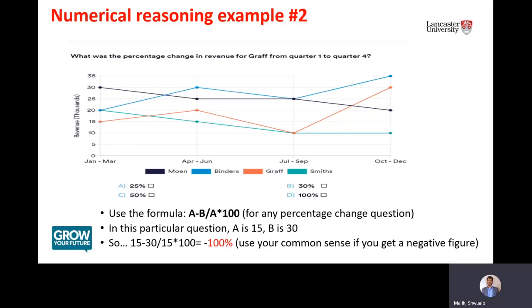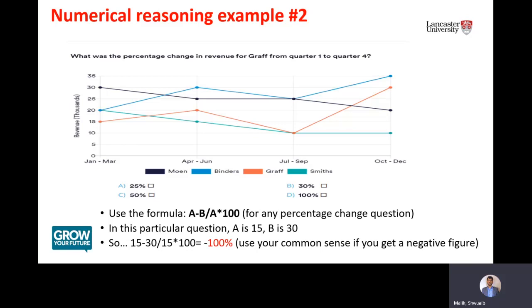Now, this formula is great, and you should try to use it as much as you can, but it will sometimes give negative answers just because of how it's programmed. Obviously, just use your common sense in this situation. For example, in this particular question, I plugged the numbers in and I got minus 100%, but I know it can't actually be minus 100% because the revenue has increased from 15,000 to 30,000. So it's not possible for it to be minus 100%.